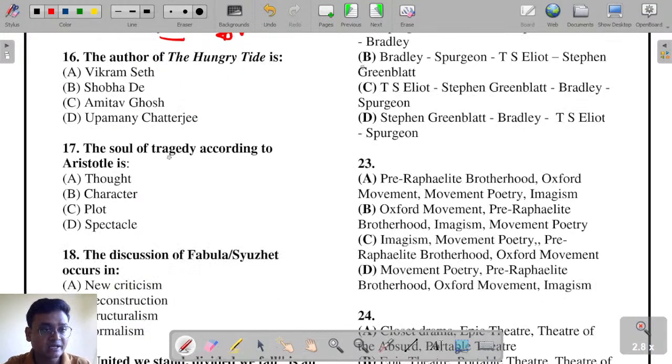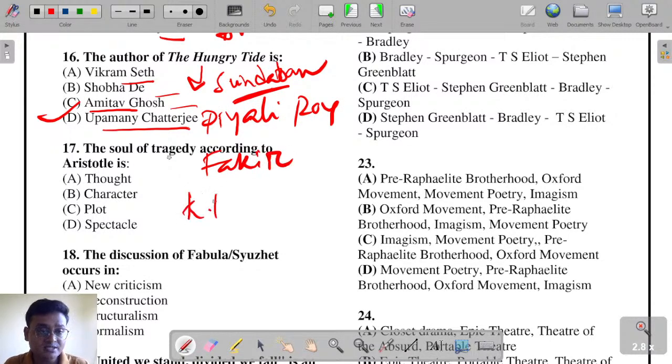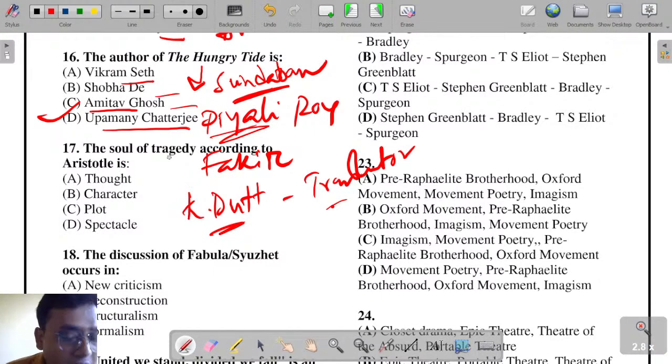The author of The Hungry Tide is Vikram Seth, Shobha De, Amitav Ghosh, or Upamanyu Chatterjee. The Hungry Tide was written by Amitav Ghosh, set in the Sundarban. Sundarban is the setting where characters like Piya Roy, Fokir, who is illiterate, and Kanai Dutt, the translator, who translates what Fokir is saying into English. Piya Roy has come to India to research a whale. So this is the Sundarban. Hungry Tide is written by Amitav Ghosh.